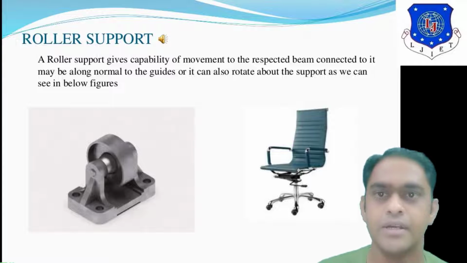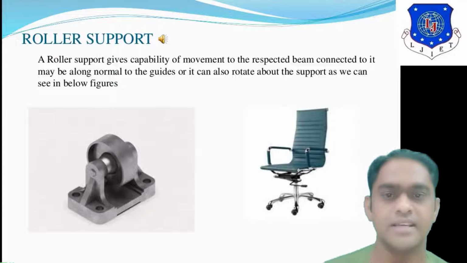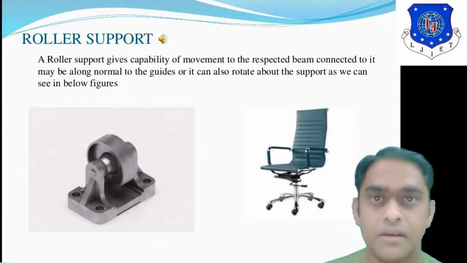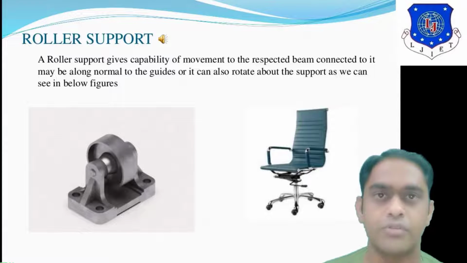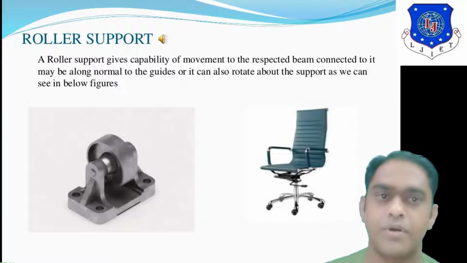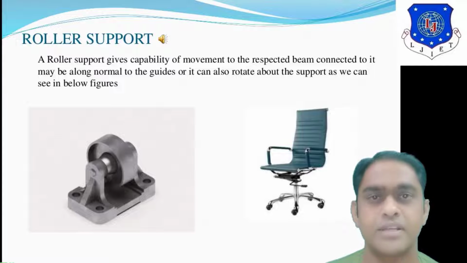Let us go ahead. Roller support. As you can see, suppose wheelchair, stretcher of the hospital, etc. are the examples of roller support. Roller support gives capability of movement to the respective beam connected to it, it may move along normal to the guides, or it can also rotate about the support, as we can see in the below figures.